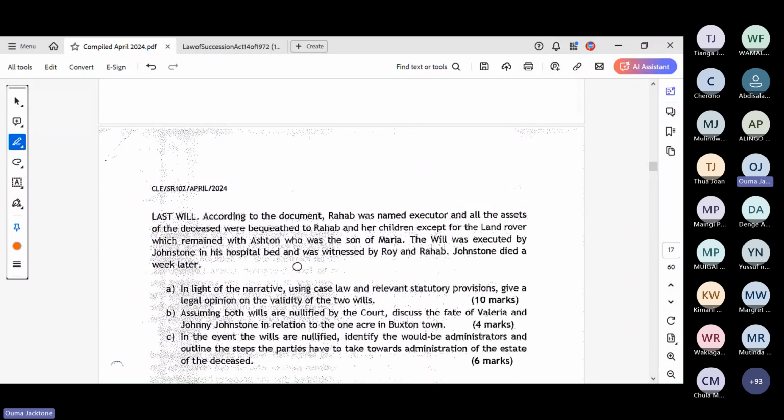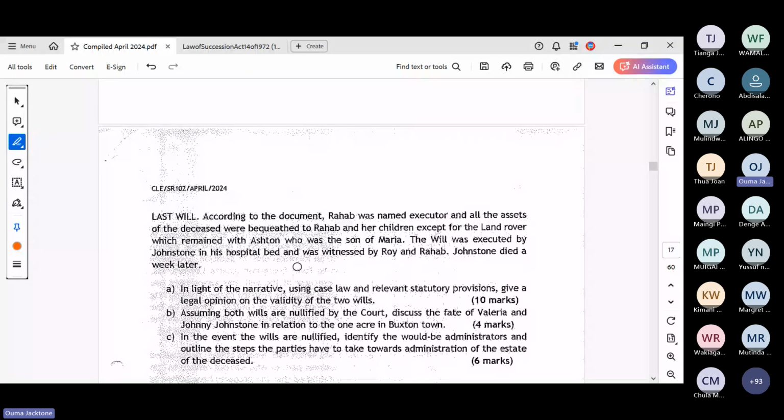So the first thing is that due to the fact that this property was owned in common by Mr. Johnston and Valeria, then upon the death of Mr. Johnston, the portion that belonged to Mr. Johnston shall devolve upon his estate and shall form part of his intestate estate. So Valeria will take the half, and the remaining portion will go to the estate. That is the fate of Valeria.